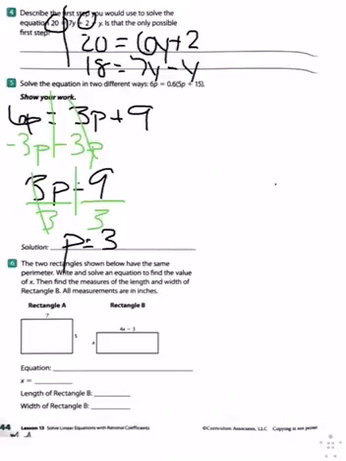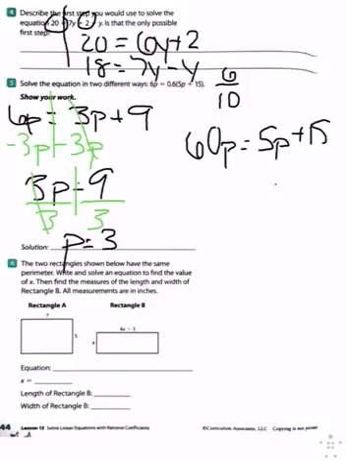Another method to solving this problem would be to get rid of the decimal. Since that decimal is 6/10, I could multiply the entire equation by 10. So if I did that, I would get 60p equals 5p plus 15. From here, I would subtract 5p from both sides. I apologize again, guys. I still made a mistake.